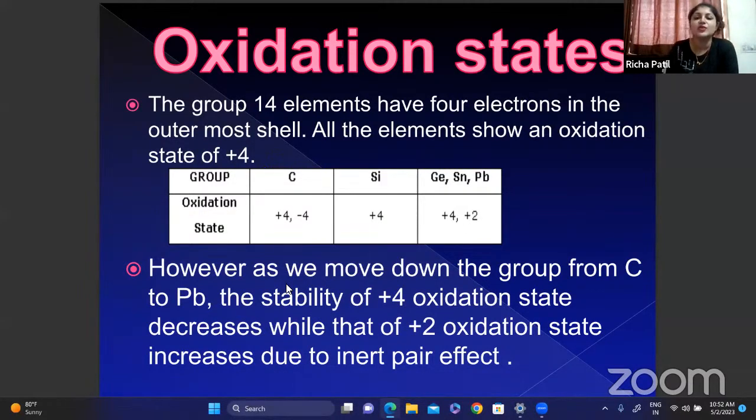However, as we move down the group from carbon to lead, the stability of the plus 4 oxidation state decreases and that of the plus 2 oxidation state increases due to the inert pair effect. Inert pair effect, why? It is due to the presence of d and f electrons in the orbitals. Because of the intervening d and f electrons, the stability of the plus 4 oxidation state decreases and the plus 2 oxidation state increases.